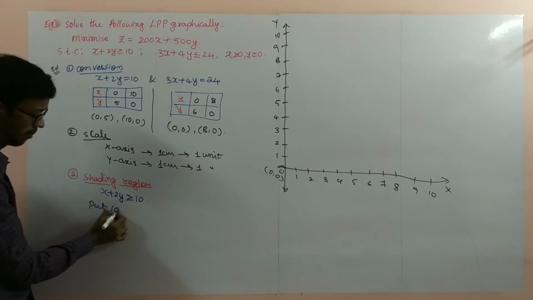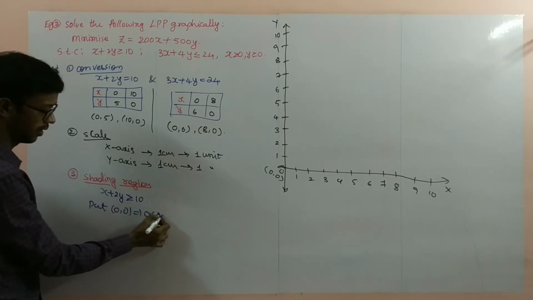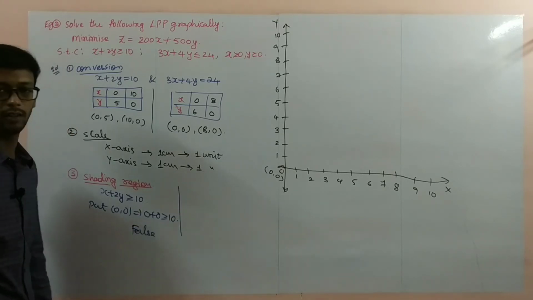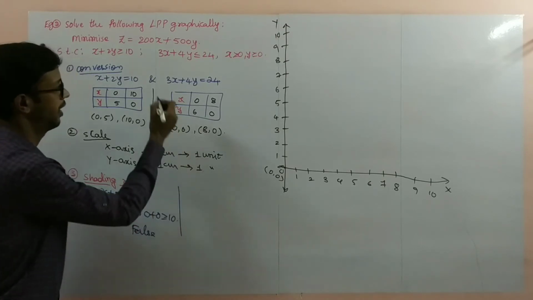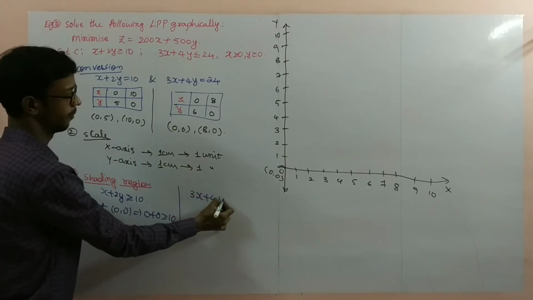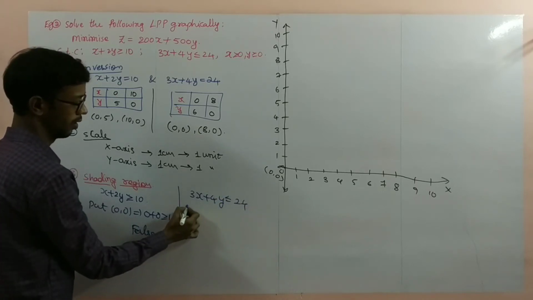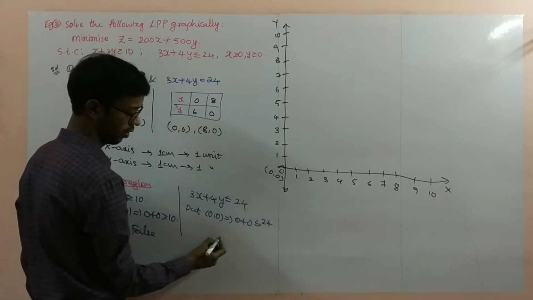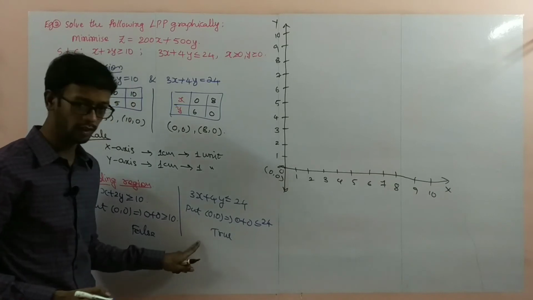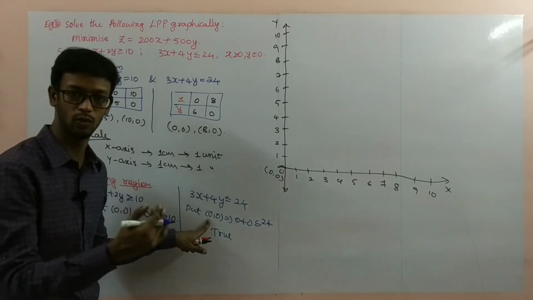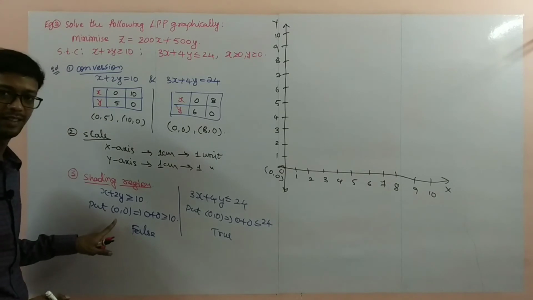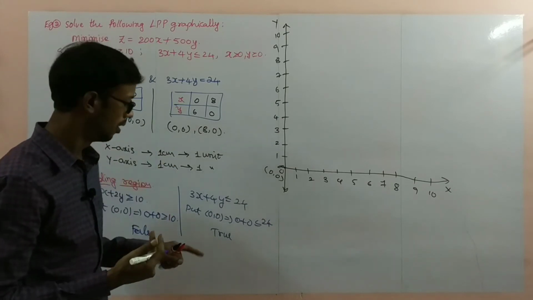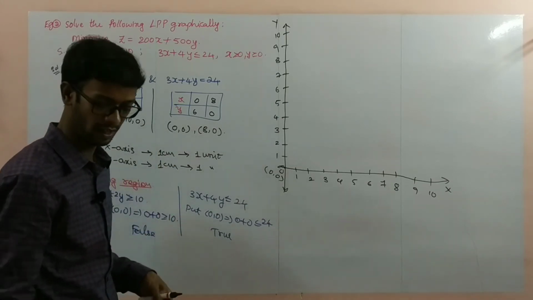Put 0 comma 0 in this one. 0 plus 0 is greater than or equal to 10. False statement. Statement is false. Now the other inequation, 3x plus 4y: put 0 comma 0. 0 plus 0 is less than or equal to 24. This is true. True means including 0 comma 0, otherwise towards 0 comma 0. False means excluding 0 comma 0, that is, above the line or below the line. We can term this in different ways.